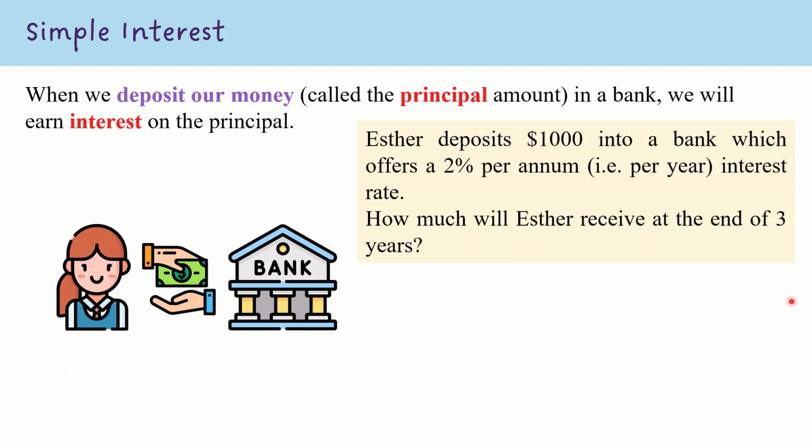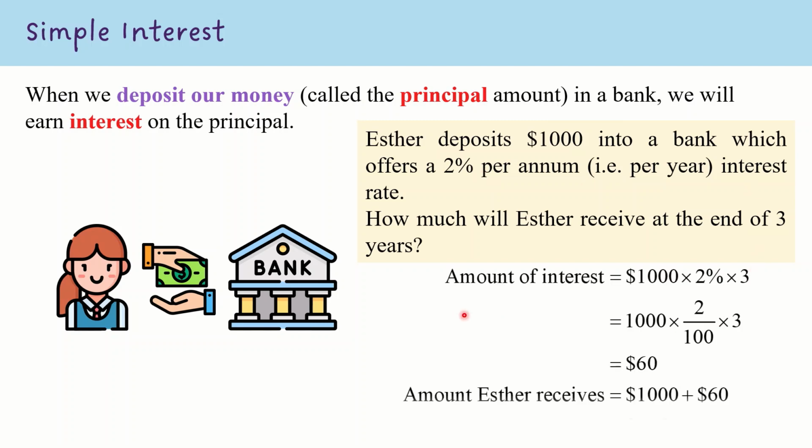So to figure out how much she will actually receive, we need to consider having the principal amount and then adding on the interest that she will be receiving. So we first calculate how much the interest will be. The amount of interest will be $1,000 times 2% times 3 years, because she has placed the money for 3 years, and that is $60. So at the end of 3 years, when she takes out her money from the bank, it will be $1,000 plus $60 to get $1,060.